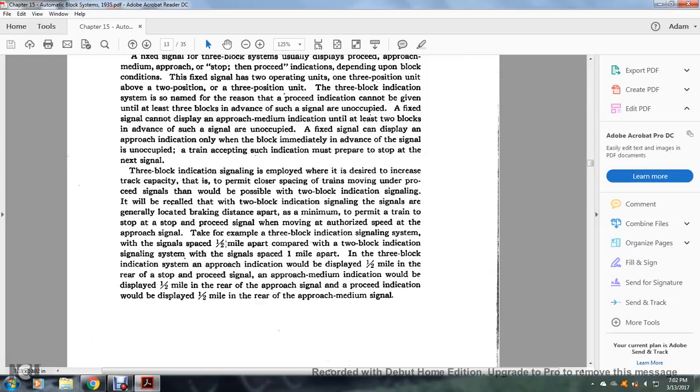Take for example a 3-block indication signal system with signals half a mile apart, compared with a 2-block indication signal system spaced 1 mile apart. In the 3-block indication system, the approach indication will be displayed a half mile in the rear of the stop and proceed signal, an approach medium indication a half mile in the rear of the approach signal, and a proceed indication a half mile in the rear of the approach medium signal.